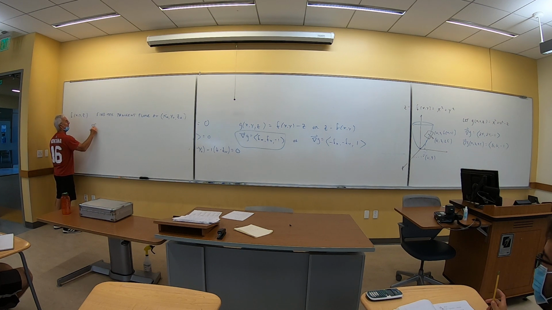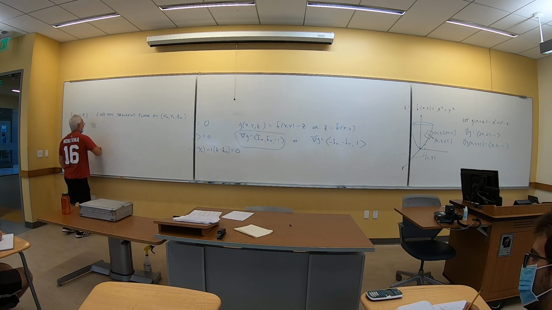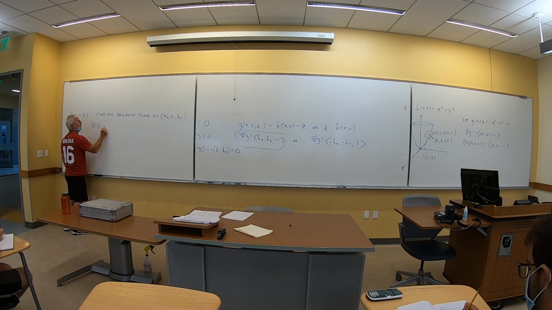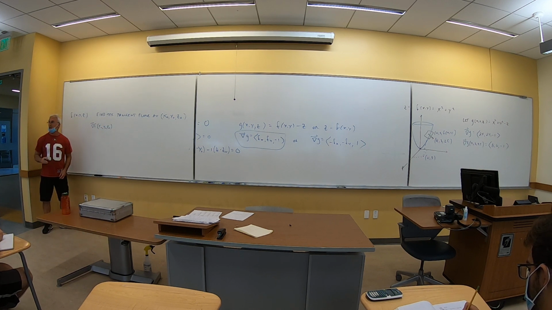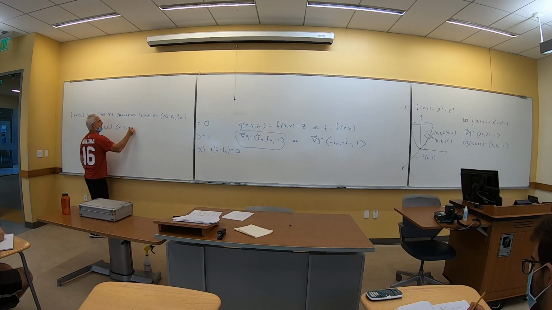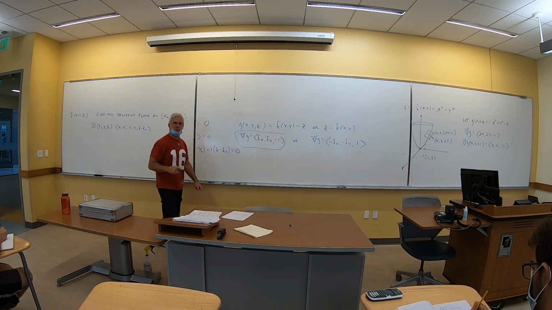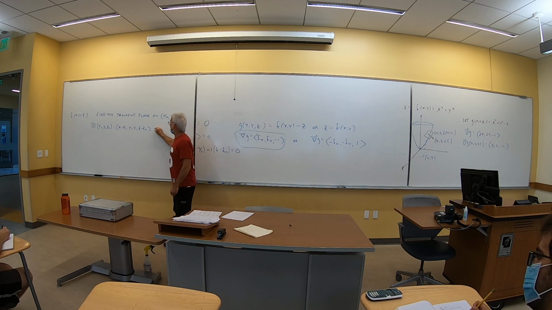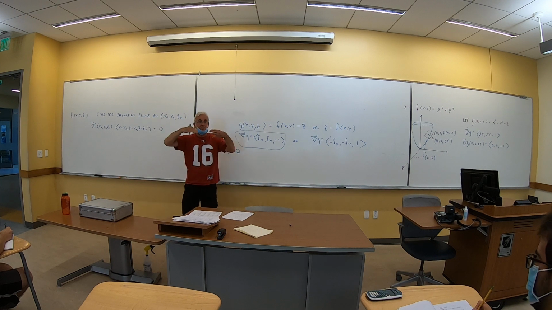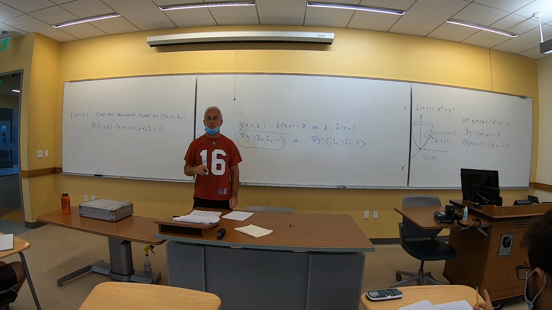I'm going to take the gradient of f evaluated at x naught, y naught, z naught. That's a vector in 3D, and I'm going to dot it with x minus x naught, y minus y naught, z minus z naught. Well, this looks almost the same as what we just did. The difference is I already have a function of 3 variables. I don't need to create one. So you could argue this problem might actually be easier than the previous problem.